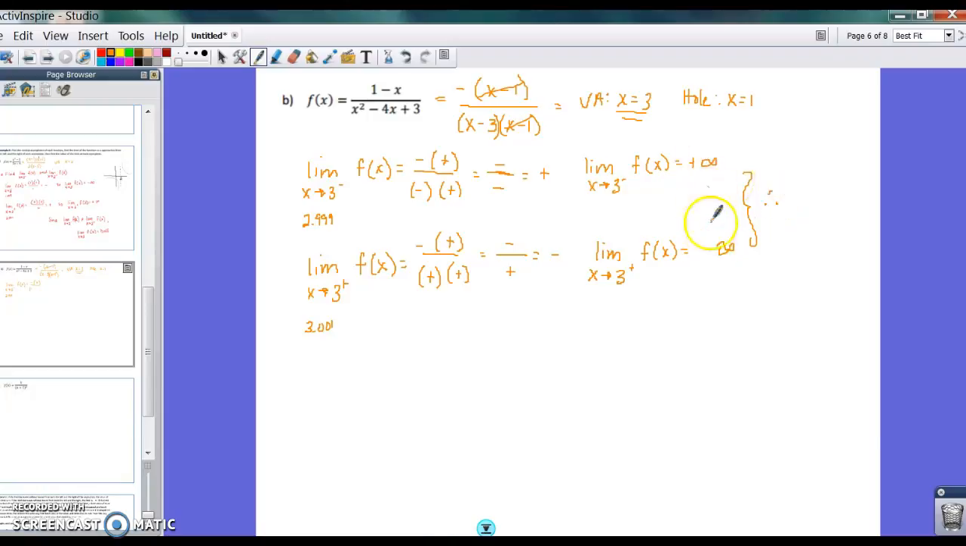Therefore, because my limit from the left is not equal to the limit from the right, I could say the limit as x approaches 3 of f of x does not exist. Okay? Again, what I have is an asymptote at 3, and as I'm approaching 3, so here's 3, here's my asymptote. As I'm approaching 3 from the left, I'm going up to positive infinity, and as I approach 3 from the right, I'm going down to negative infinity. So the overall limit does not exist.